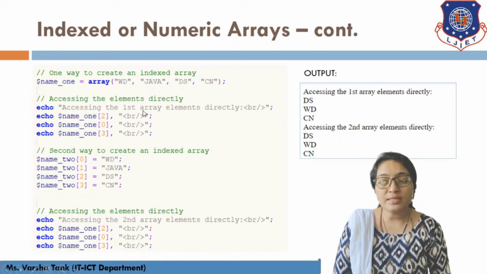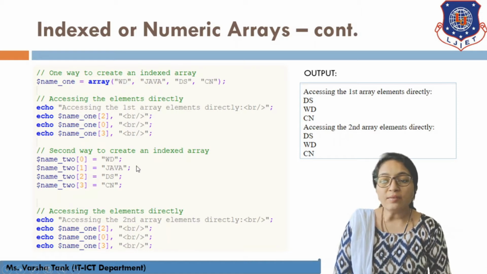So accessing the array element directly: $name1 and the index is 2. If index 2 is there, then it will print DS. Here you can see in the output DS is printed. Same way 0, that means WD will be printed. So here you can see WD is printed. Then next is $name1 with 3, that means CN. So CN is printed. Okay.